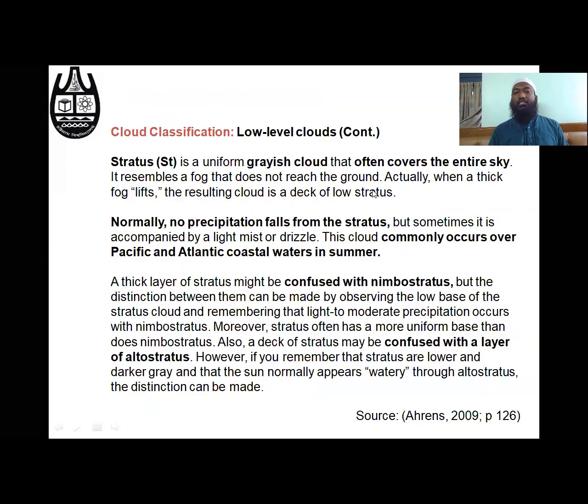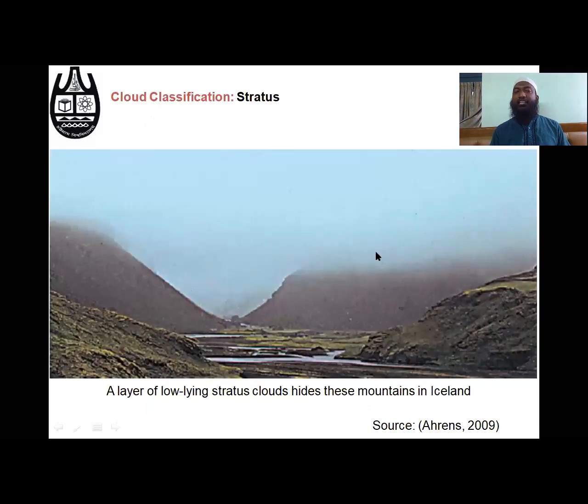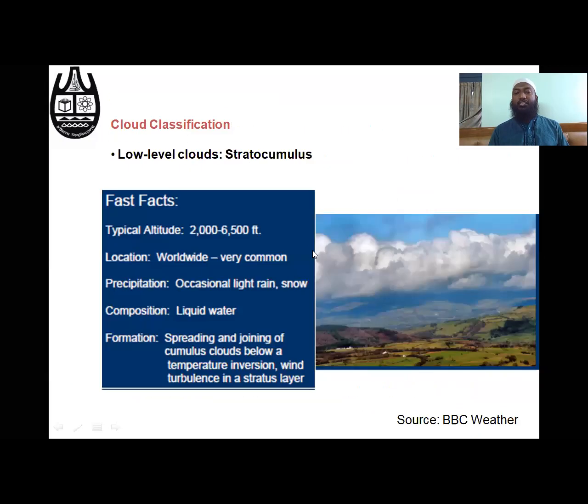Another type of cloud is stratus cloud, which gives us no rainfall, but looks like a lifting of watery vapor. This cloud is very common by the side of the Atlantic and Pacific Oceans, and it can also sometimes be confused with nimbostratus cloud.